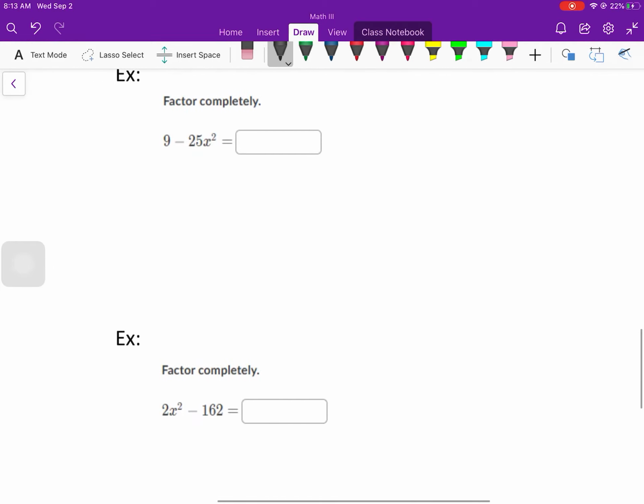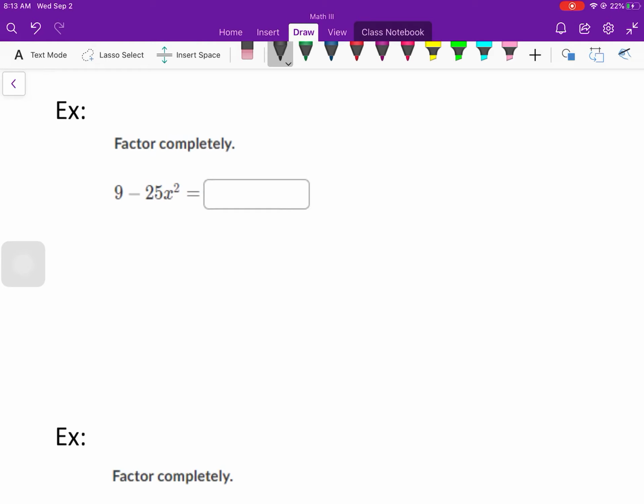All right, so looking at this one, same idea here. This could be rewritten as 3 squared, then we got the minus, which is good, and this could be written as 5x squared. So then the factored format is 3 plus 5x, 3 minus 5x.